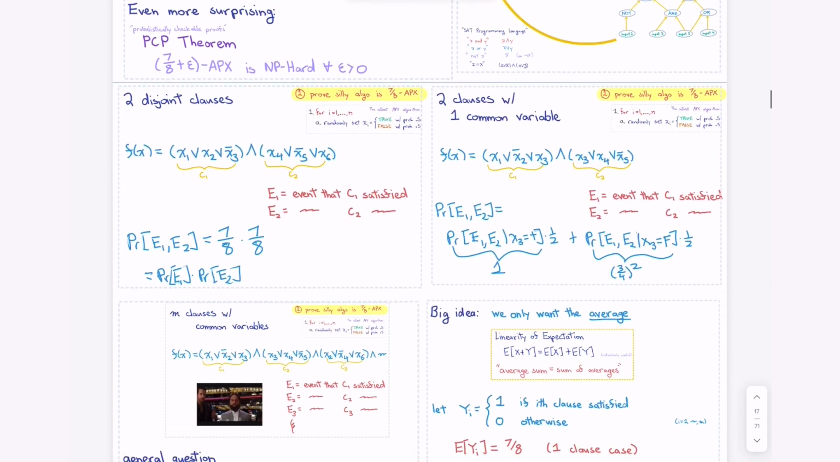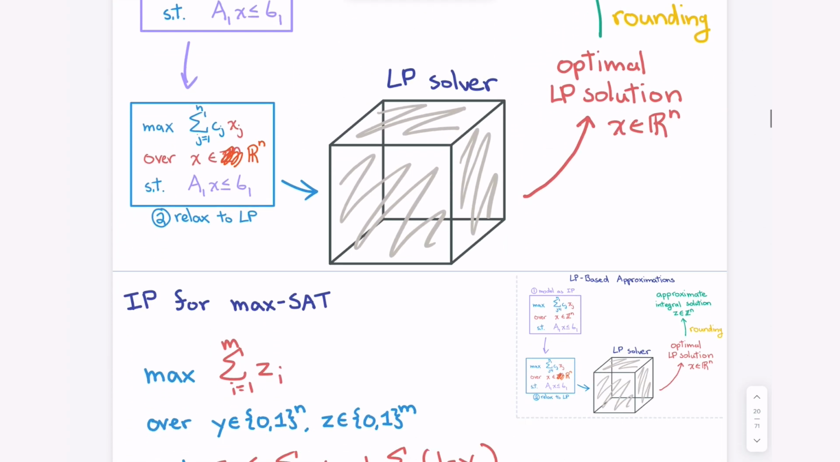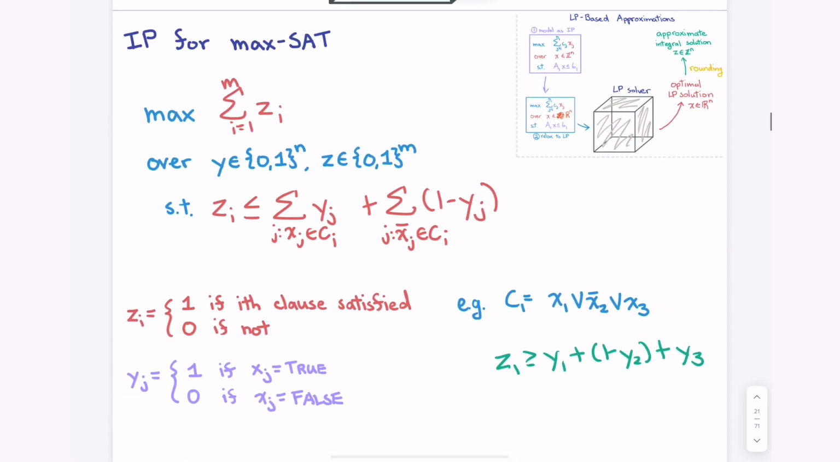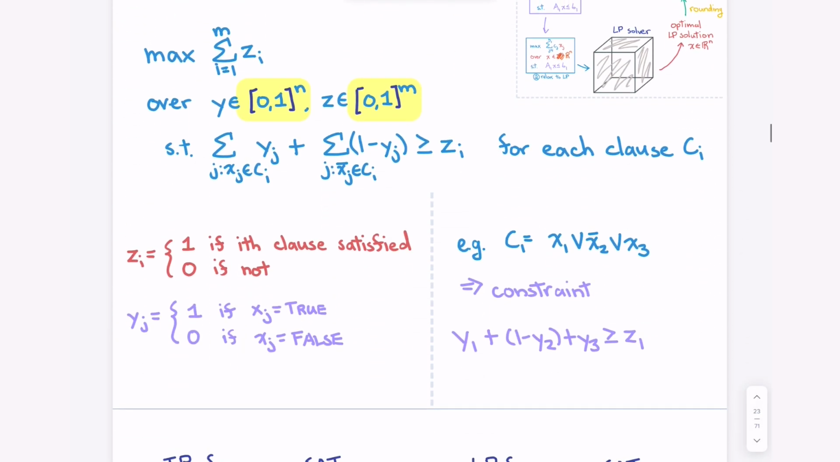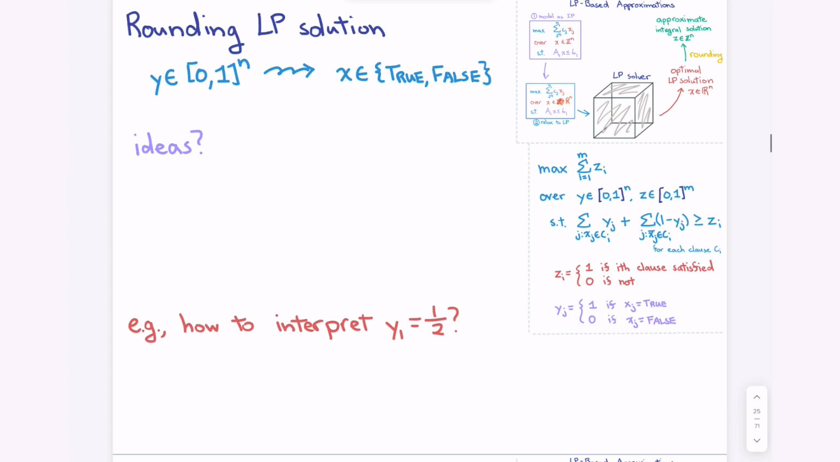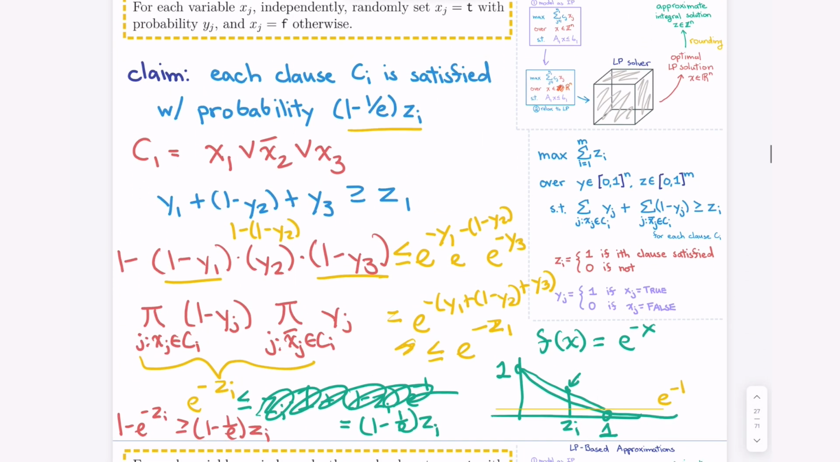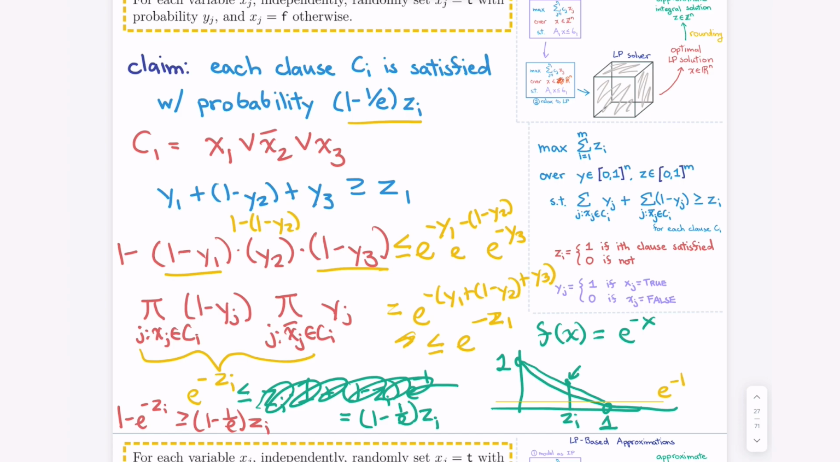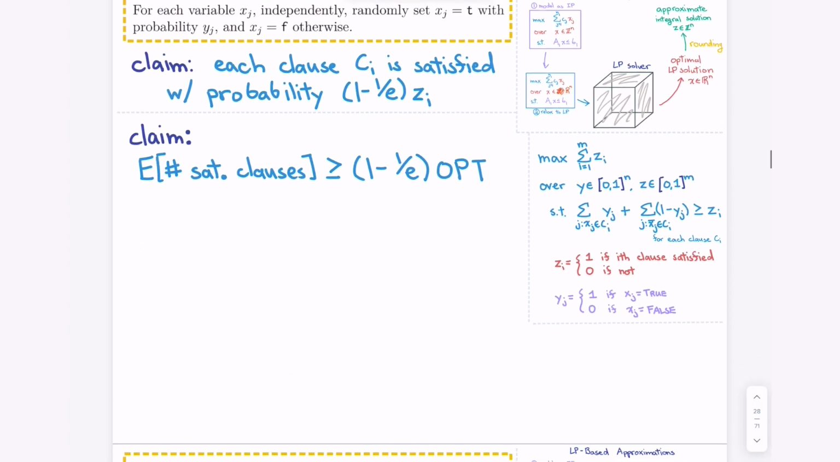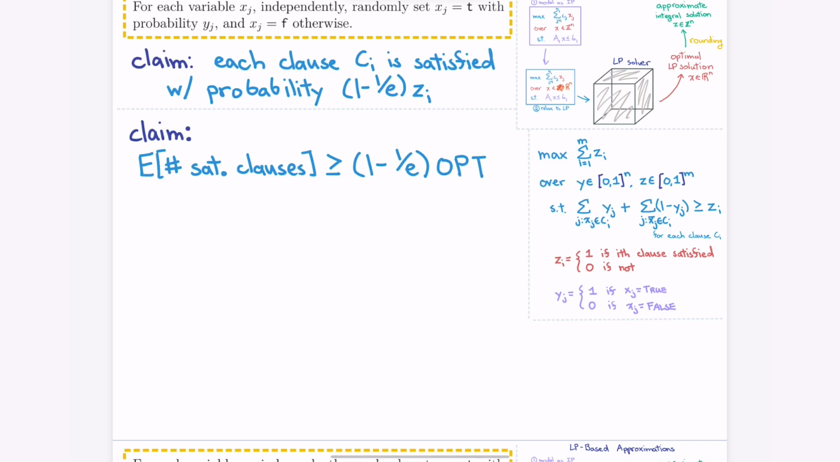So what we did last time was maxsat, or at least we tried to do it last time. The two steps were, we had to think of some kind of integer program to model trying to satisfy clauses. We did that. And then we looked at this algorithm that would flip coins with probability based on the LP to decide if a variable should be true or false. Then you do the analysis, and you show that every clause is satisfied with 1 minus 1 over e times the value assigned by the LP. We apply linearity of expectation, and then we get 1 minus 1 over e opt.